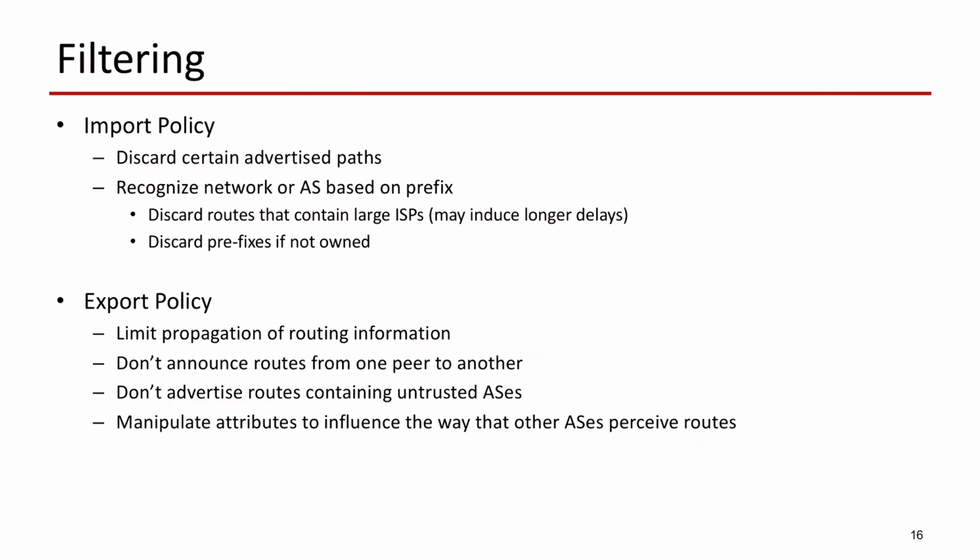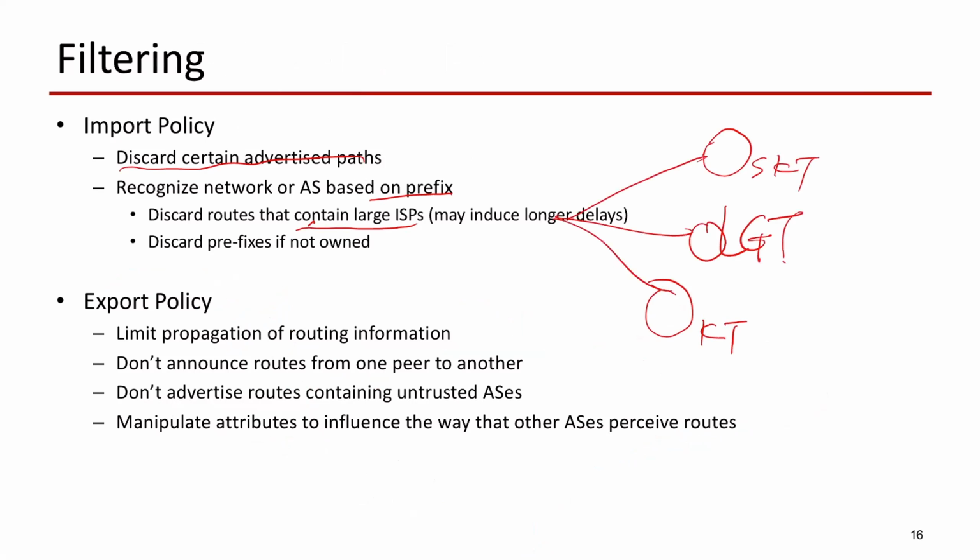So filtering means discarding a certain advertised path and recognizing network or AS based on the prefix. So discard routes that contain a large ISP, and discard prefixes that are not owned. Okay. Let's say SKT and KT and LGT. Let's say I'm subscribing to 3 of them. KT has the largest, and LGT has the smallest, and SKT is medium. So if the path is known by the largest one, LG, under the KT, then I understand it, thank you. Then everybody advertises to them.